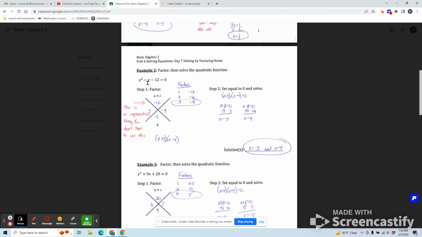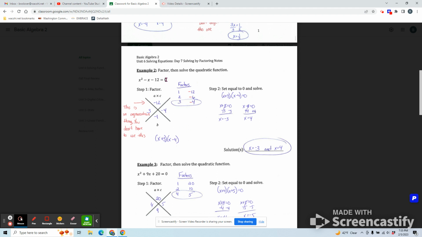Remember, negative x is just like negative 1x. So 1 plus negative 12 does not work. 2 plus negative 6 does not work. 3 plus negative 4 does work. So those are my factors, and that's what I put in the parentheses. A 3, which means a positive 3. A minus 4, which means minus 4.